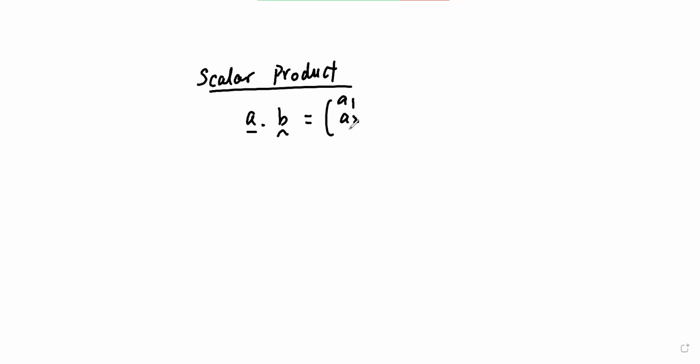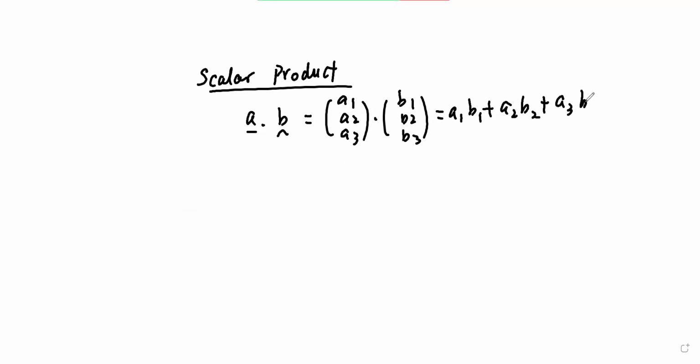So learning point next will be your scalar product. For scalar product, I will have A dot B will be equals to A1, A2, A3 dot B1, B2, B3, which is equals to A1B1 plus A2B2 plus A3B3.